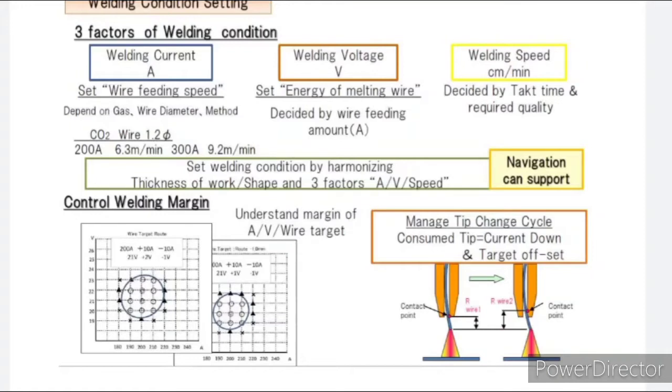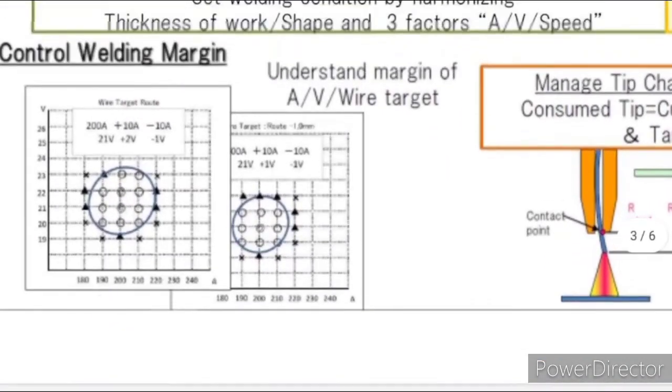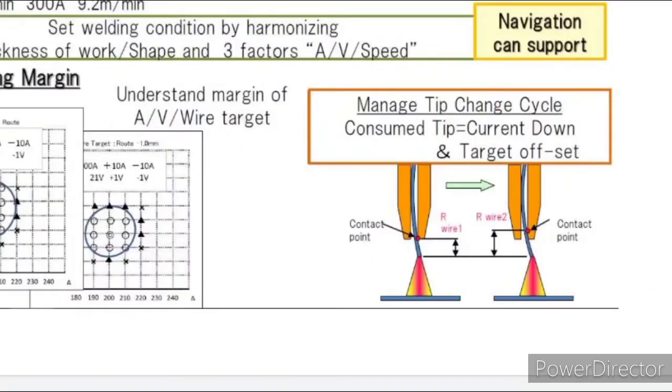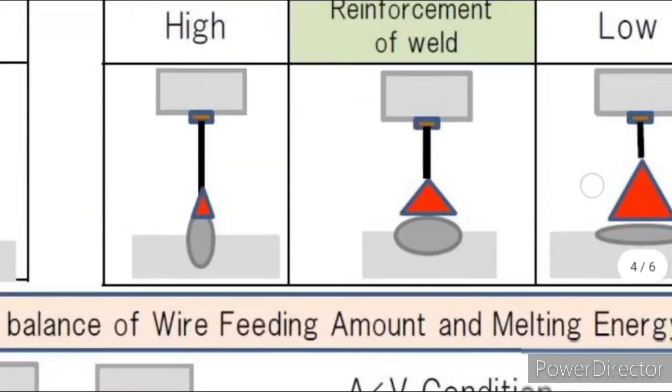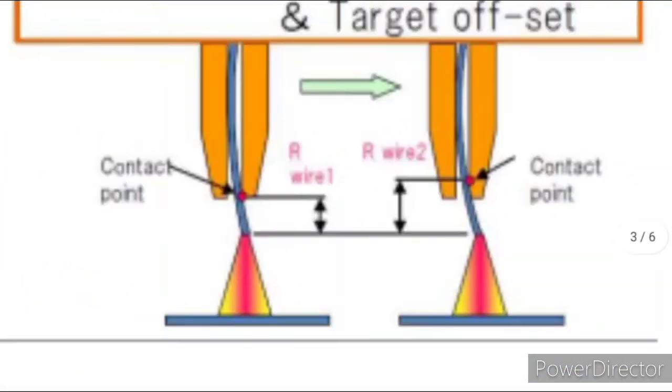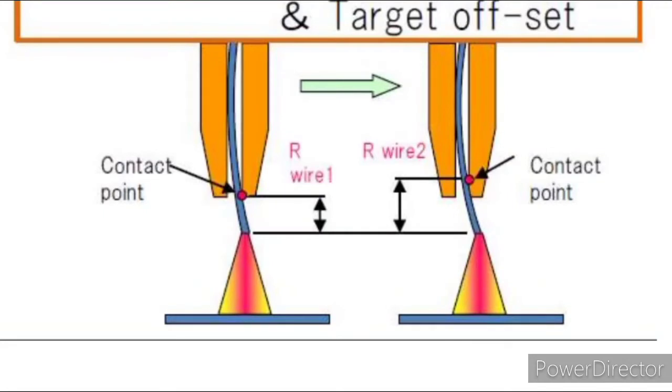Set the welding condition by harmonizing the thickness of the work, shape, and the 3 factors, A, V, and speed. Control the welding margin. There is a formula, and how to check whether the tip needs to be changed. Okay friends, just see here. The first tip is in OK condition and the second tip is in change condition. If the contact point has shifted, then the tip needs to be changed.